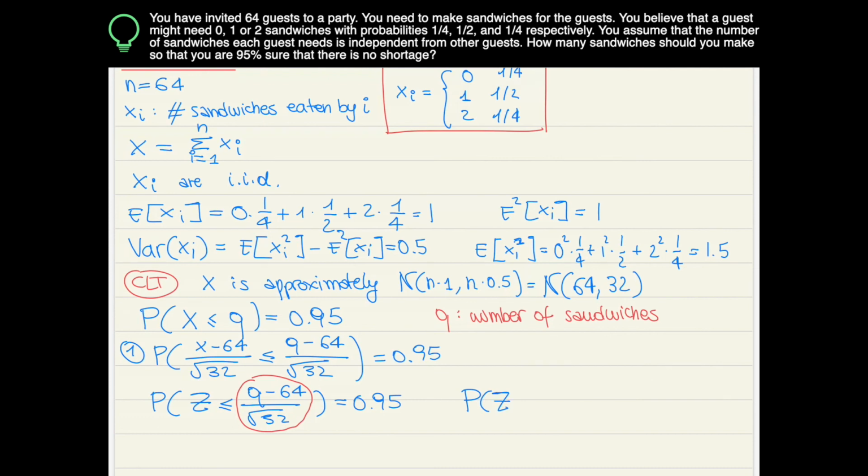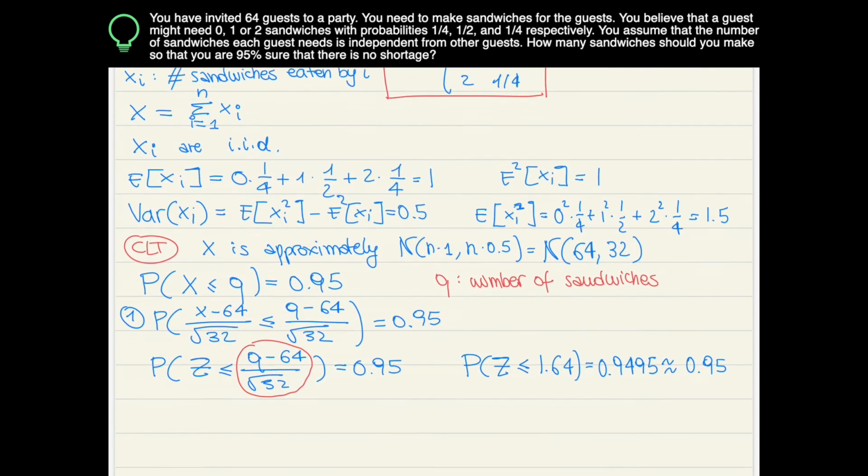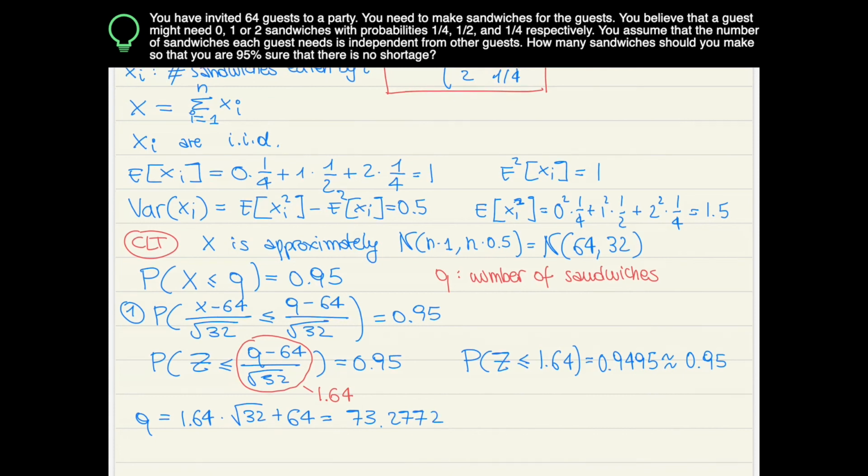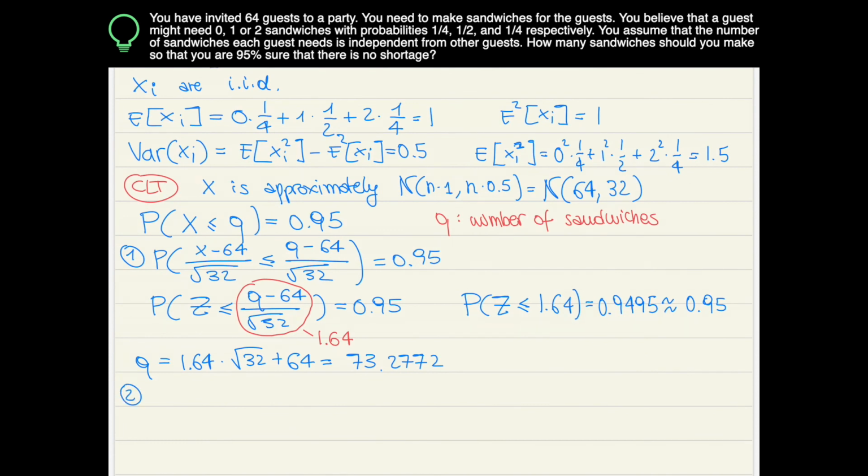However, probably with the table you are using, you can find that the probability that Z is lower or equal to 1.64 is 0.9495, which is very close to 0.95. So basically we can substitute here 1.64, because we know that the probability for Z to be lower or equal to 1.64 is basically 0.95. Once we found that number should be 1.64, it's very easy to get Q, as Q will be equal to 1.64 times the square root of 32 plus 64, which is 73.2772.